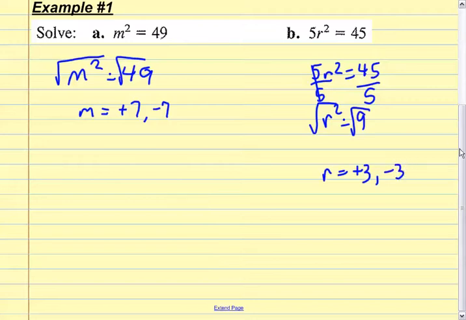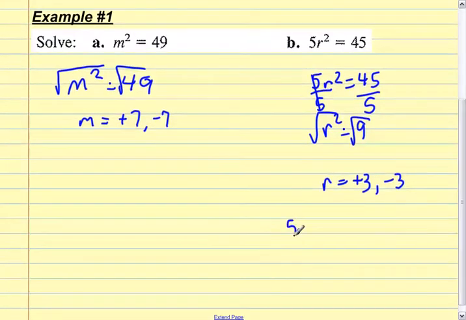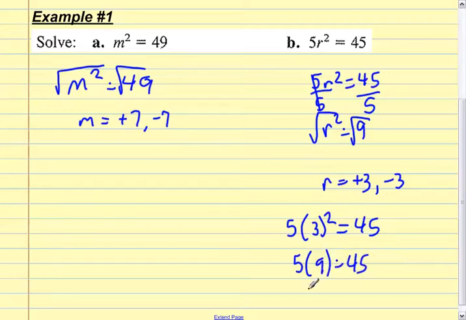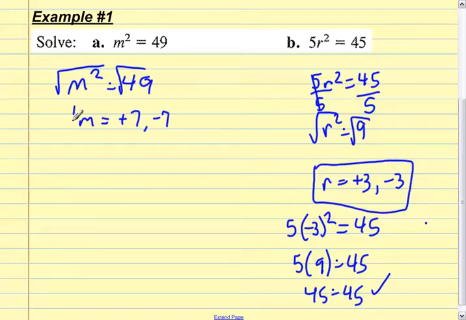Well, let's plug it back in, just to see if it works. 5 times 3 squared is equal to 45. Remember, with PEMDAS, I do the exponents first, so that's going to be 5 times 9, which is equal to 45. And we can see that 45 equals 45. Nice. Now, if I had negative in there, it's the exact same thing. Negative 3 squared is positive 9. 5 times positive 9 equals 45. 45 is the same as 45. So that's my solution for the first one.